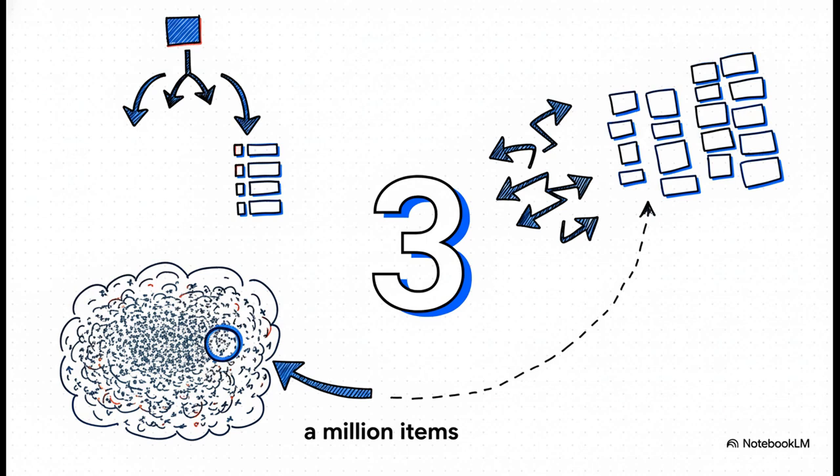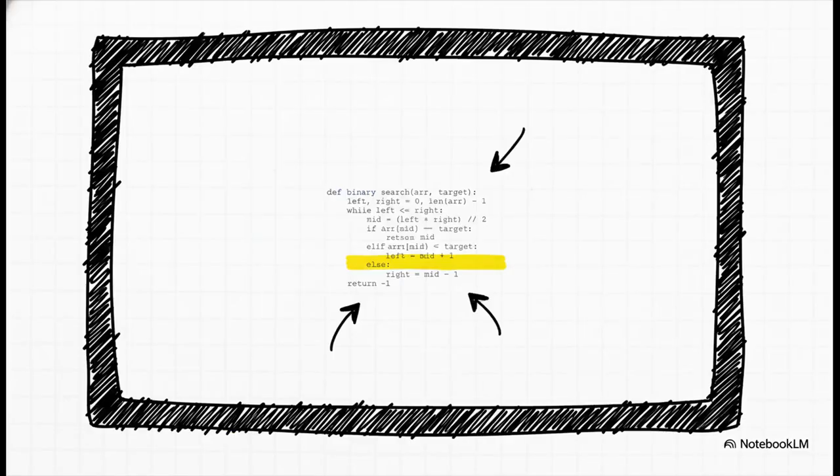When this list grows to a million items, we're not talking about a million guesses anymore. We're talking about 20. 20 versus a million. That's not just an improvement, it's a total game changer. And here's what that looks like in Python.